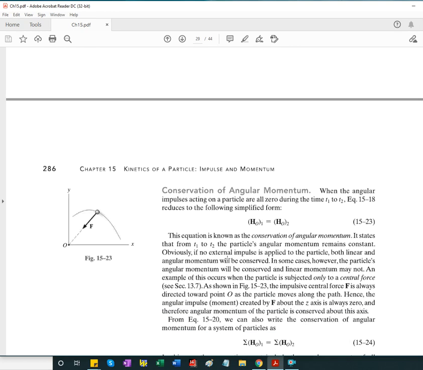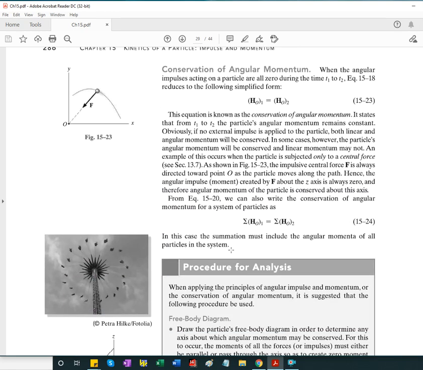And if there is a conservation case, so the impulses upon a particle are zero, or we have a system of particles and only internal forces acting, then initial and final angular momentum are conserved. We could have multiple particles, or just one particle, in which case initial angular momentum equals final angular momentum. If we have a system of particles, the sum of initial angular momenta equals the final angular momentum.